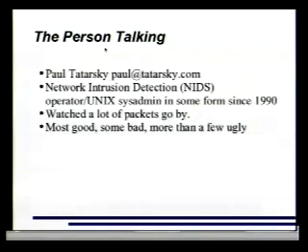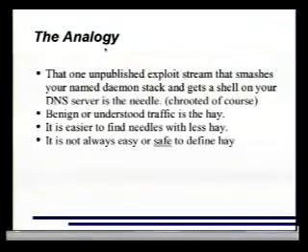I've seen a lot of packets go by, and they've got the traditional good, bad, and ugly analogy. Some of the packets that go by my network are extremely nasty, and the analogy that I'll try not to abuse too much in this talk is that the unpublished exploit stream that comes crashing into your name server and gets a shell on your main DNS server is the needle. You chroot it, of course, though, so you don't really care, right?